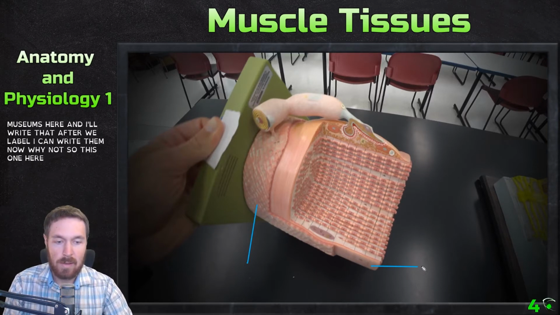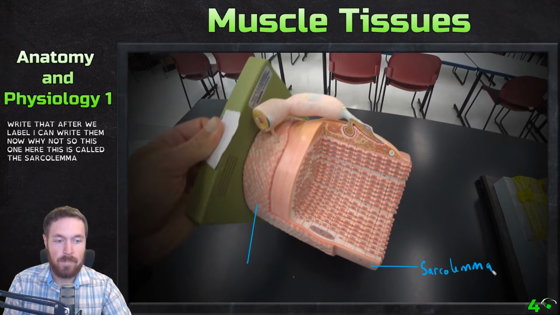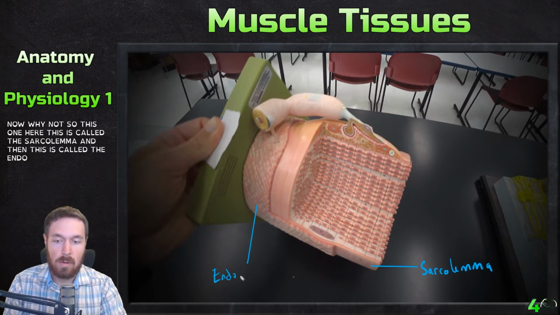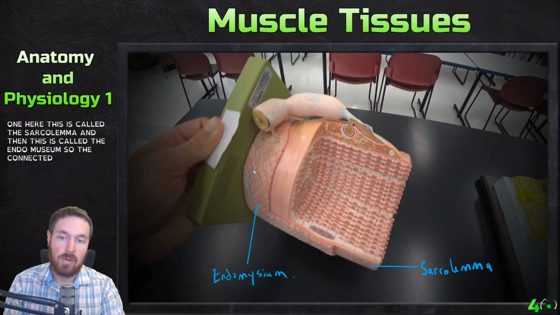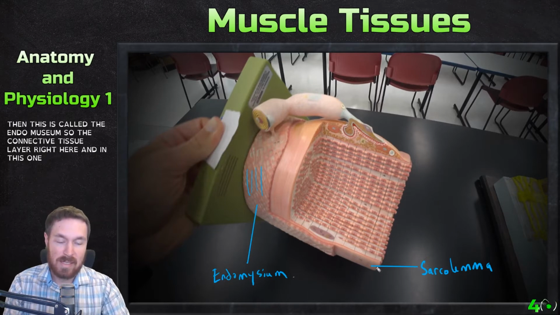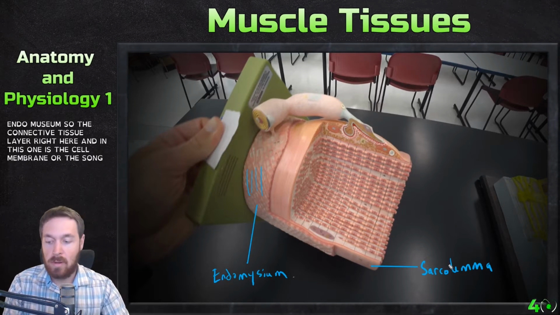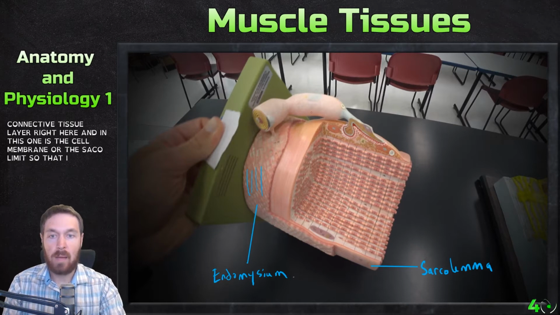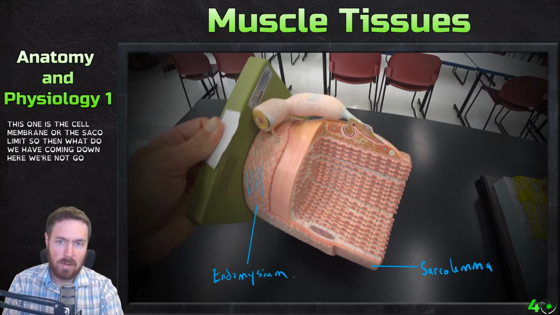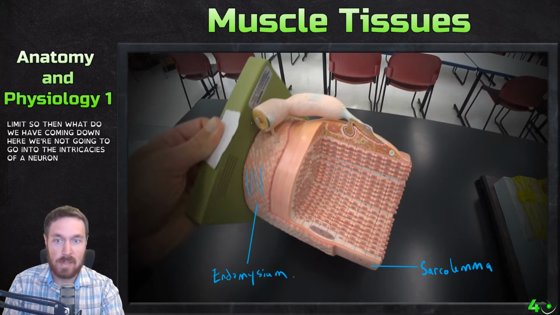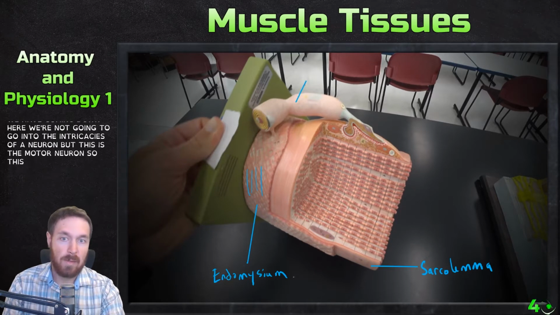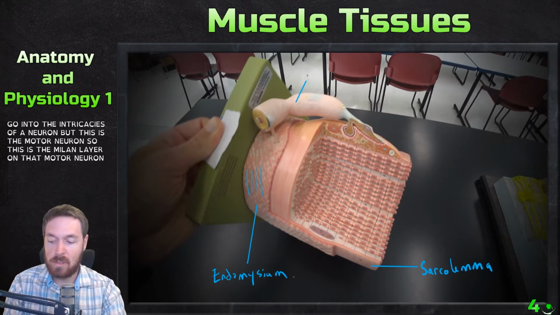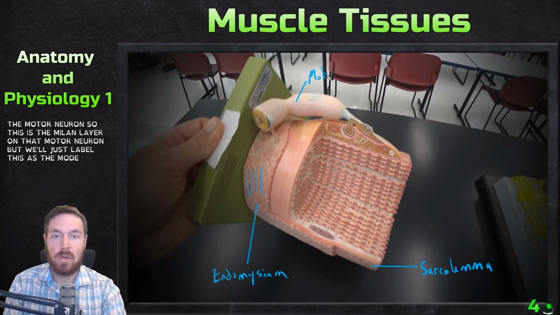So this one here is called the sarcolemma. And then this is called the endomysium. So the connective tissue layer right here, and then this one is the cell membrane or the sarcolemma. So then coming up through here, what do we have coming down here? We're not going to go into the intricacies of a neuron, but this is the motor neuron. This is the myelin layer on that motor neuron, but we'll just label this as the motor neuron for now.